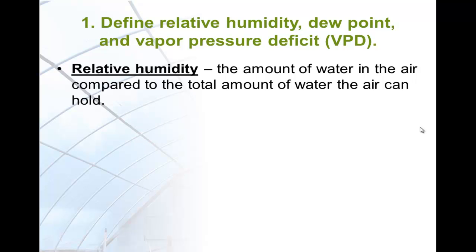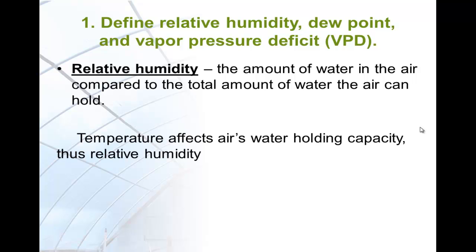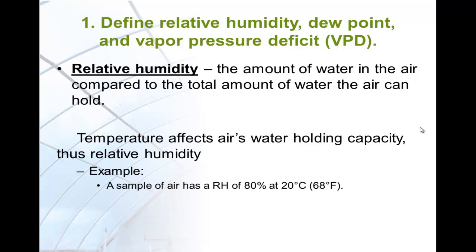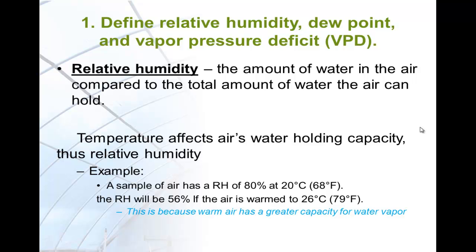First, look at the definitions of a few terminologies. Relative humidity is the amount of water in the air compared to the total amount of water the air can hold. Temperature affects air's water holding capacity. For example, if the air has a relative humidity of 80% at 20 degrees C, when the air is warmed up to 26 degrees C, then the relative humidity will drop down to 56%. This is because warm air has a greater capacity for water vapor.